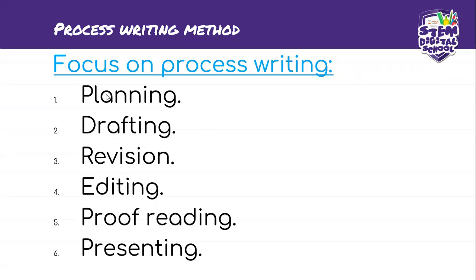So number 1 is planning, 2 is drafting, 3 is revision, 4 is editing, 5 is proofreading, and then 6 is presenting. So you need to remember that. Okay, I'm just going to leave this for a few seconds for you to really look at it before we go in depth about all these steps of process writing.